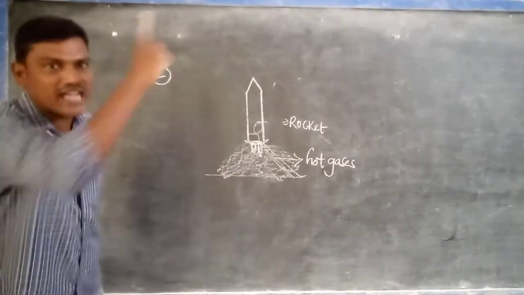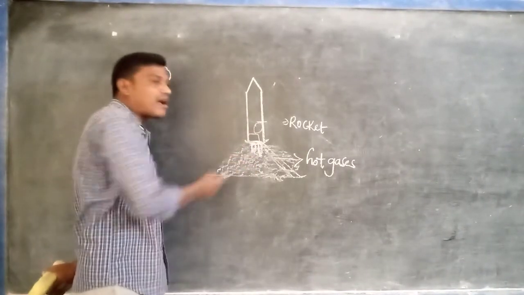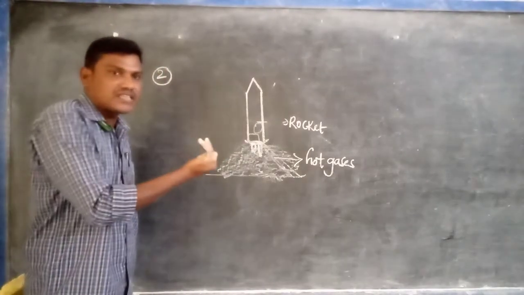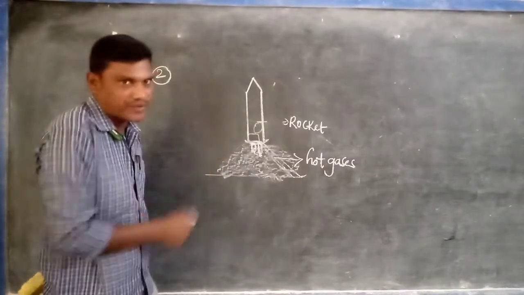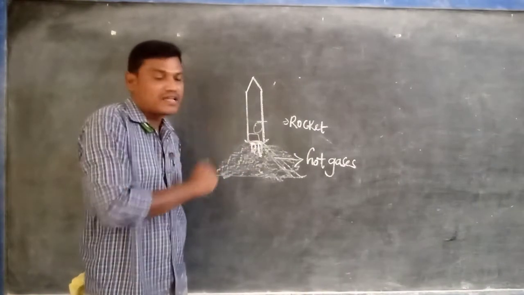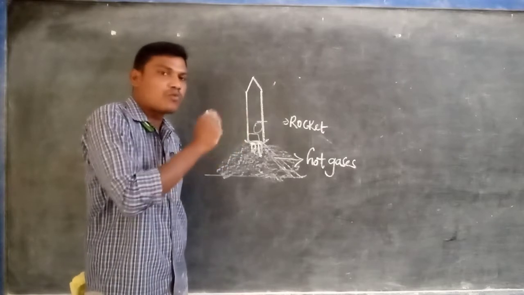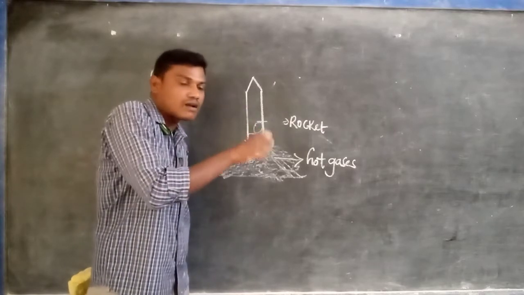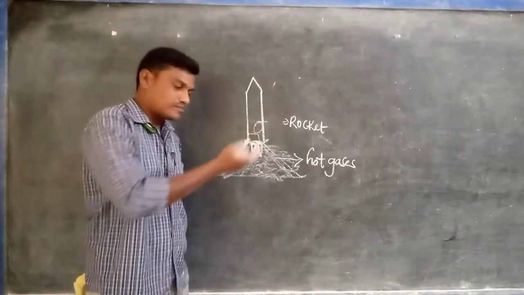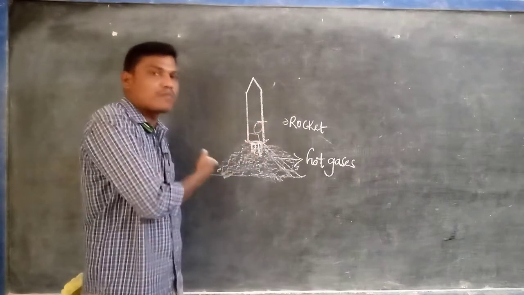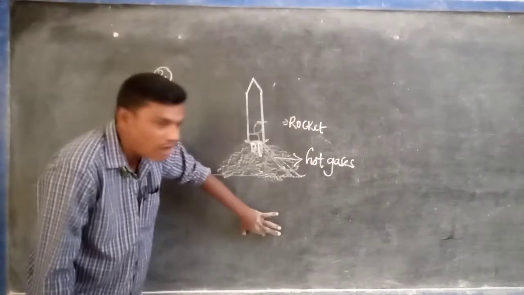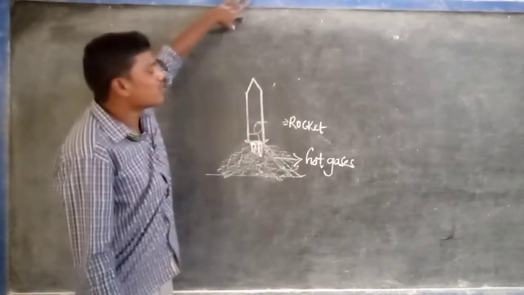That is the reaction. It is just like the lab activity we discussed in our previous video. When the water is gradually heated up to vapor, the vaporized water applies force on the cork, which blows out, and so the test tube moves backward. The same way here, the huge amount of gases comes downward. That is the action, and the rocket moves upward.